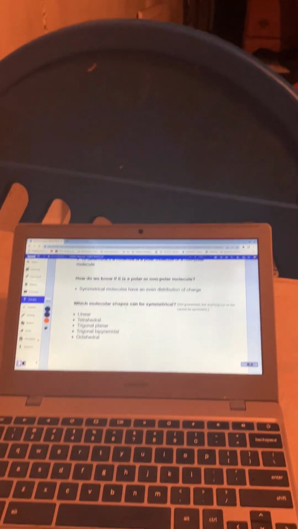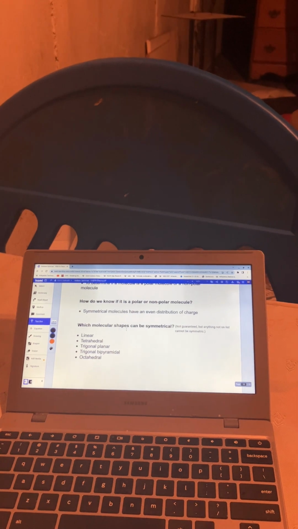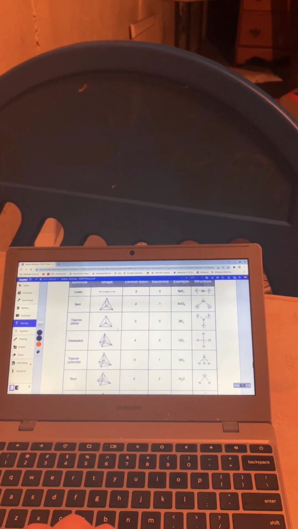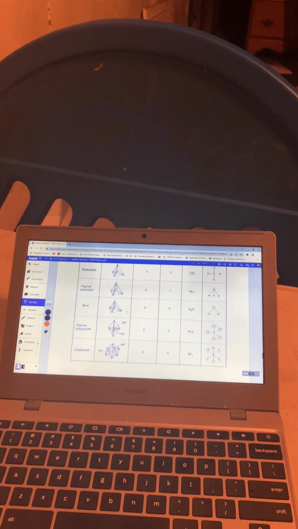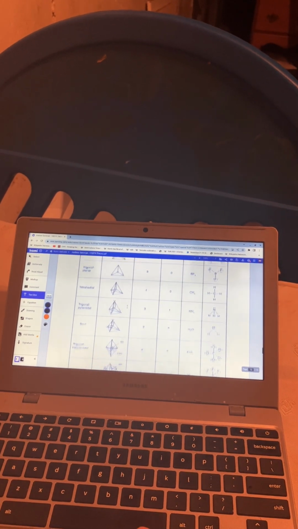Trigonal pyramidal, what ammonia is, cannot be symmetrical, cannot be nonpolar. Think that's it.